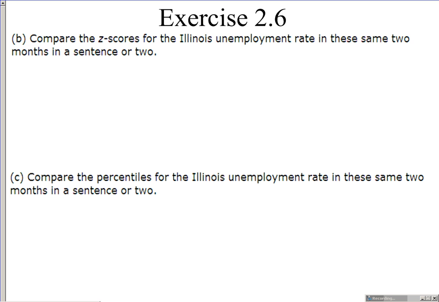Part B, compare the z-scores for the Illinois unemployment rate in these same 2 months in a sentence or two. So let's first calculate both of these. Starting with December of 2000, calculating a z-score, take the Illinois value, which was 4.5, minus the average, which was 3.47, divided by the standard deviation, which was 1%, and we get a z-score of 1.03.